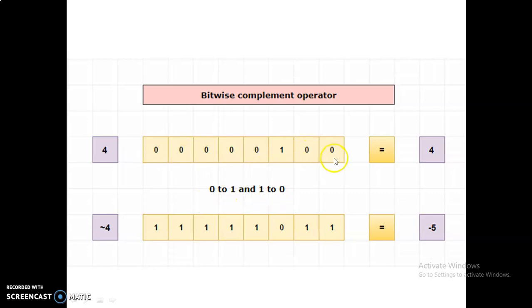This is the input. The 0 is converted to 1, here the 0 is converted to 1, the 1 is converted to 0, and here the 0 is converted to 1. So the complement of 4 is minus 5. The input is 4, the output is minus 5. This is the bitwise complement operator.